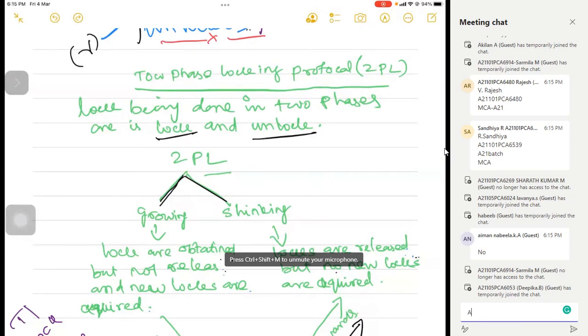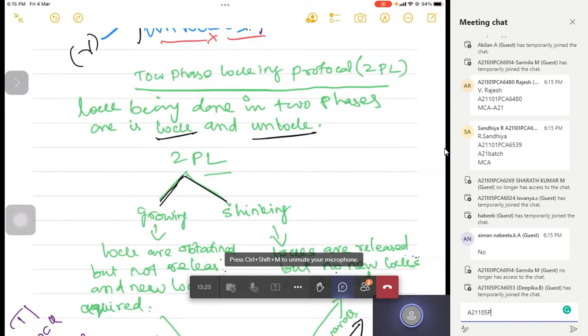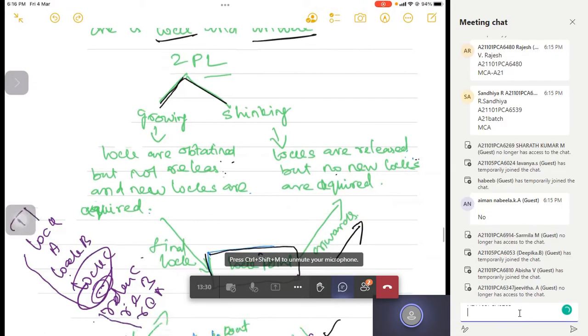In the growing phase, the locks are obtained but not released, and new locks are acquired. Suppose we need to process more than one record, then you should acquire new locks. In the shrinking phase, locks are released but no new locks are acquired. One by one they will be released.